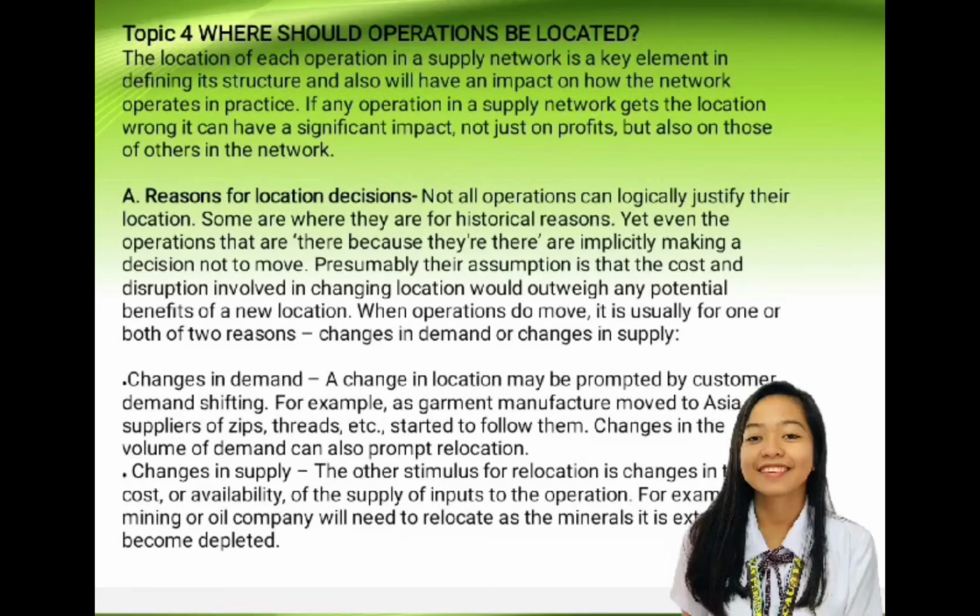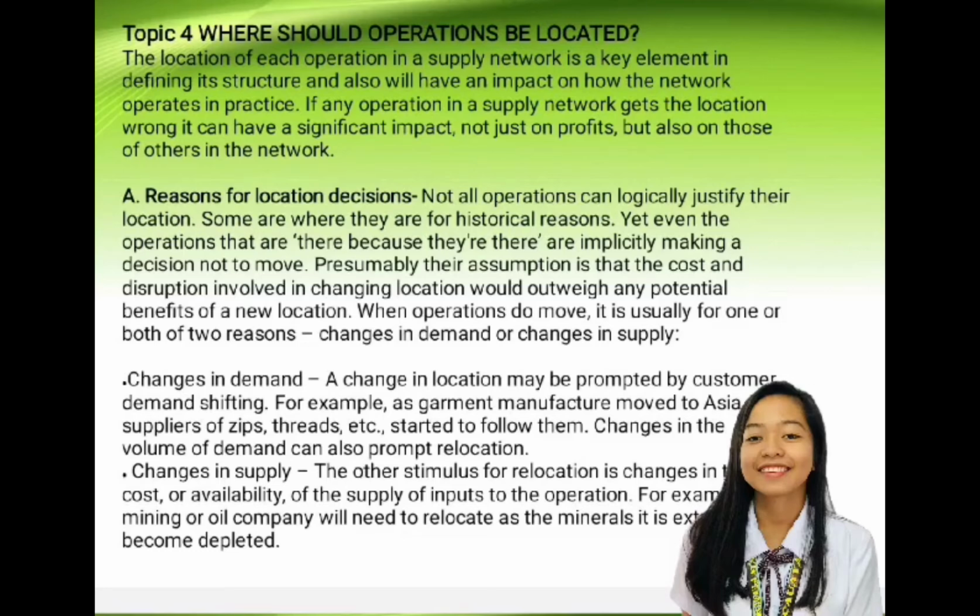So in topic 4 we have A and B. A is the reason for location decision, and under A we have the changes in demand and also changes in supply. And B is the objective of the location decision. A, reason for location decision.